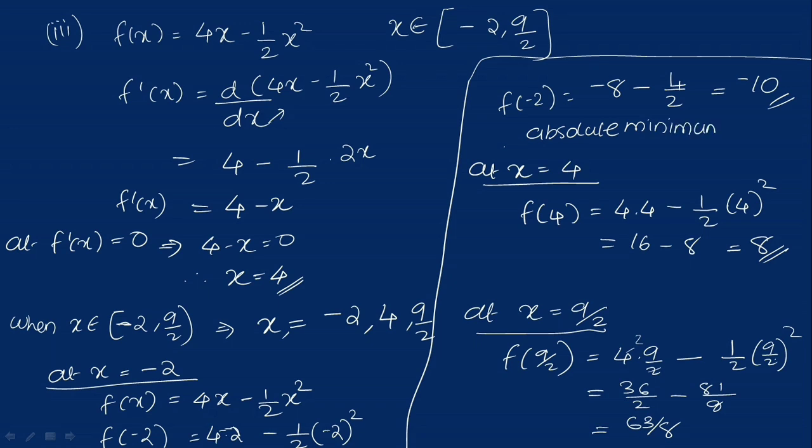So we have the absolute minimum, that is minus 10, and the absolute maximum, that is 8. 8 is greater than 63 by 8. So there is a maximum value of 8 at x equal to 4 and a minimum value of minus 10.